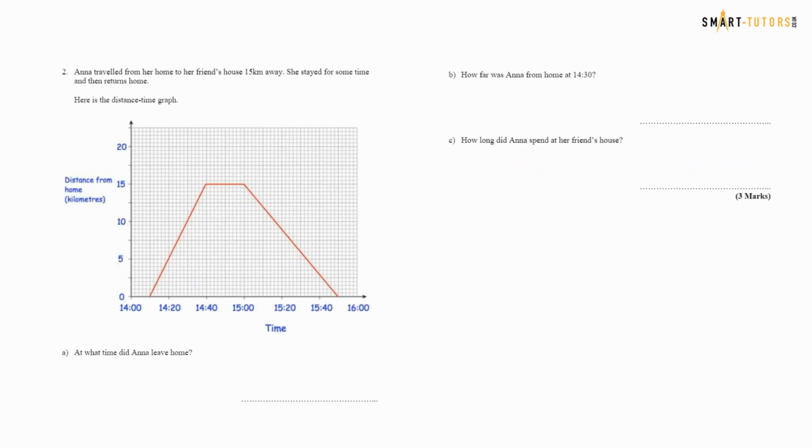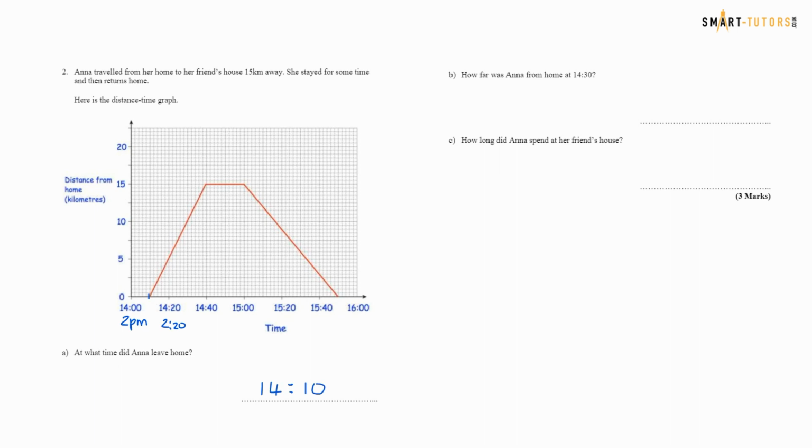That is the unit for the speed. Question number 2. Anna traveled from her home to her friend's house 15 kilometers away. She stayed for some time and then she returned home. Here is the distance time graph. At what time did Anna leave home? Here this is 14:00, which means 2 o'clock, so 2 p.m. And here 2:20. So 2:20 is 10 boxes, 2 minutes each, so 2, 4, 6, 8, 10. So this is 14:10. That is the answer for question A.